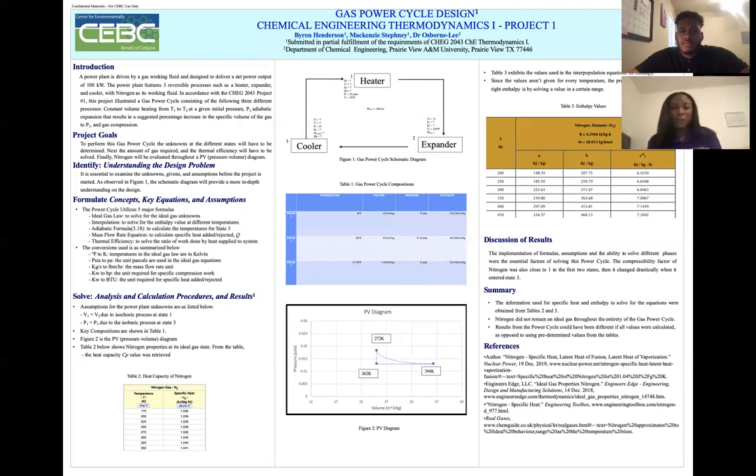I will then move on to discussion of results. The implementation of formulas, assumptions, and the ability to solve different phases were the essential factors of solving this power cycle, which you were able to see from Byron. The compressibility factor of nitrogen was also close to 1 in the first two steps. The first one was 0.998 and the second was 0.99, which means that our gas was at its ideal gas state, and then it changed drastically when it entered state 3.